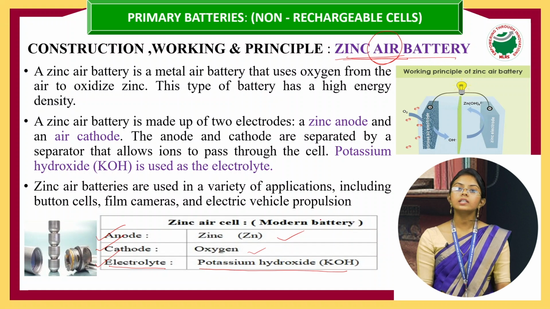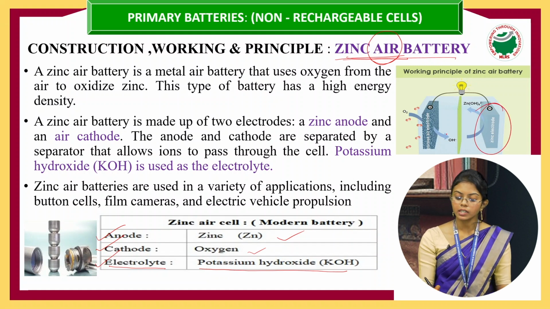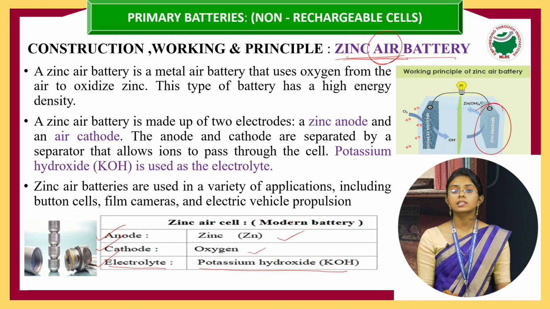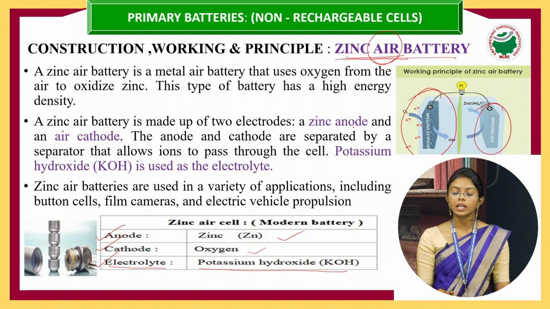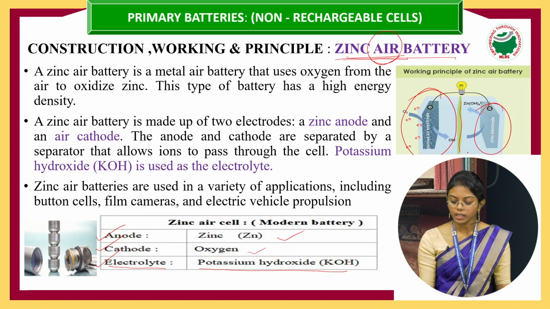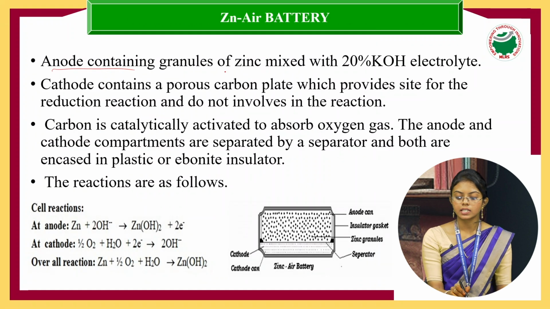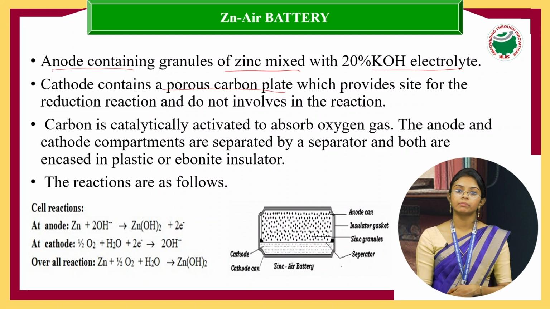So in a zinc air battery, we have two electrodes, one is anode and the other is cathode. The anode is made by zinc metal and the cathode is made by a porous carbon plate, which allows the passage of oxygen to the cell. Here you can see the porous carbon plate. These two electrodes are separated by a separator. Here you can see a green plate, it is called the separator. The anode contains zinc mixed with 20% KOH electrolyte, and the cathode, as we have discussed, is made by a porous carbon plate.